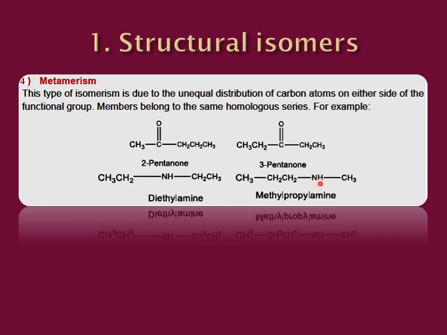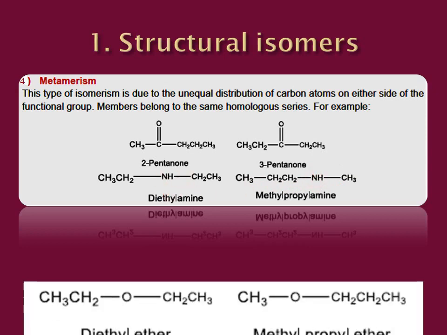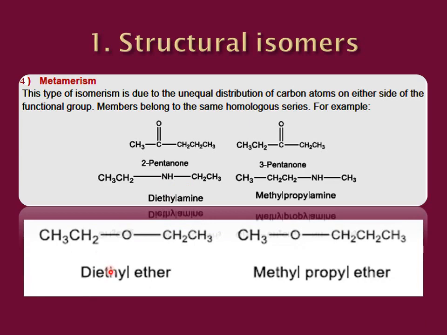Another example is diethyl ether, ROR. This is an ether. The metamer of diethyl ether is methyl propyl ether. Over here you have a methyl group, and on the other side we have a propyl group. But you can see that the number of carbon, hydrogen and oxygen atoms are the same in both of these structures.